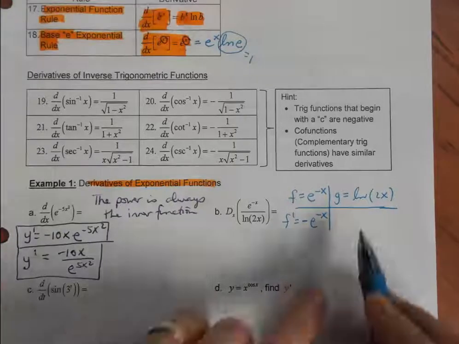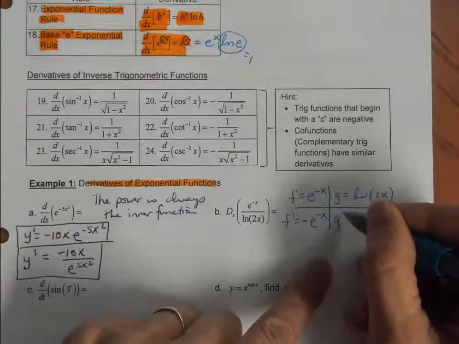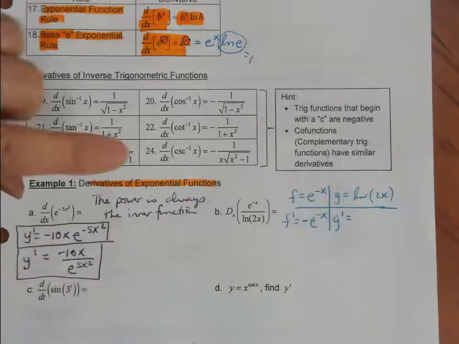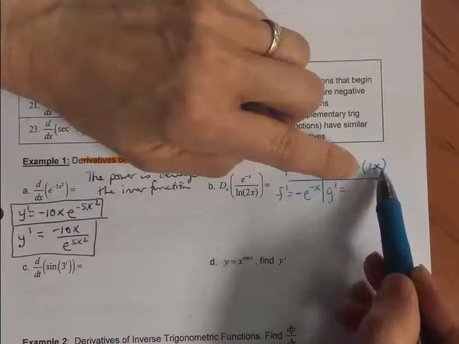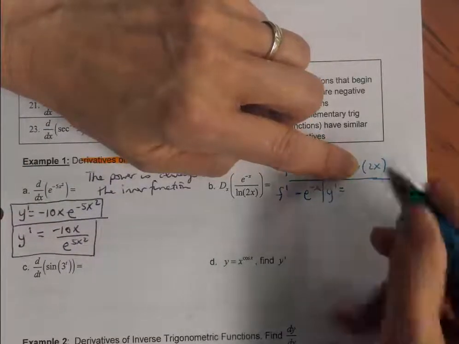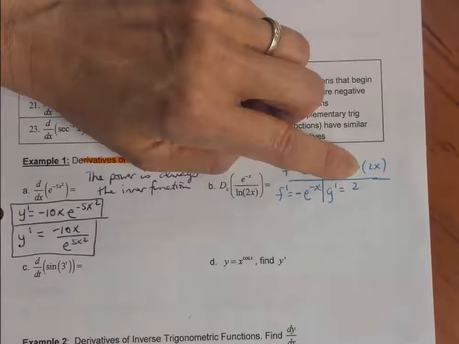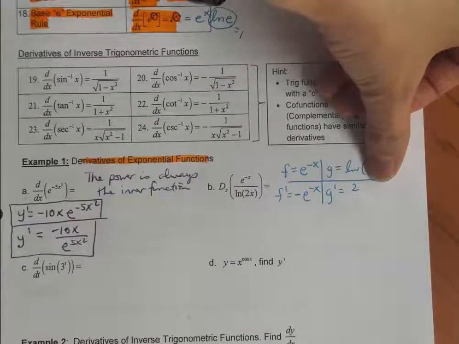Okay, and then g prime is going to be, for the natural log of 2x, my inner is 2x, so that derivative is just going to be a 2. And then this was our new rule. What's the derivative of a natural log of something?